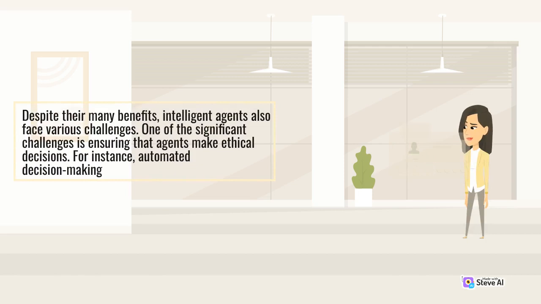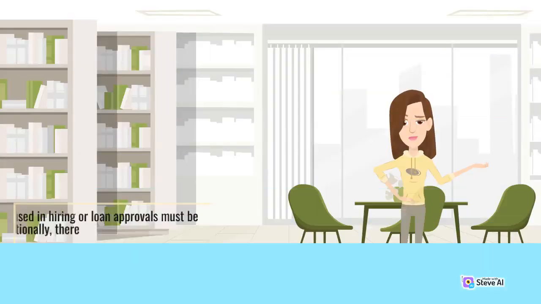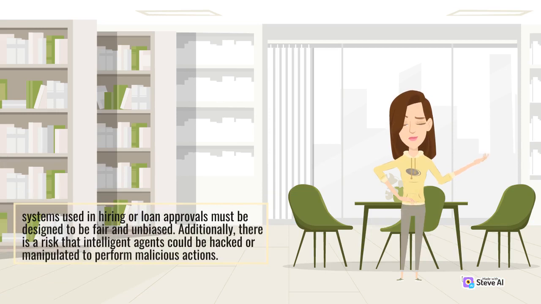Despite their many benefits, intelligent agents also face various challenges. One of the significant challenges is ensuring that agents make ethical decisions. For instance, automated decision-making systems used in hiring or loan approvals must be designed to be fair and unbiased. Additionally, there is a risk that intelligent agents could be hacked or manipulated to perform malicious actions.